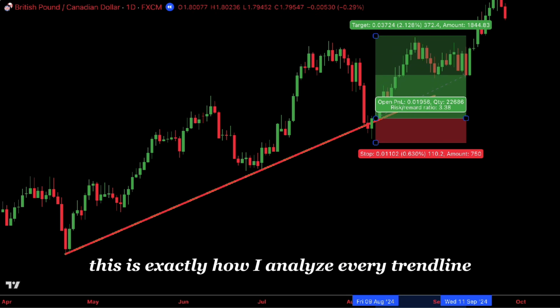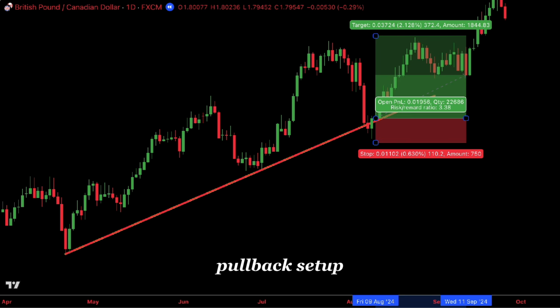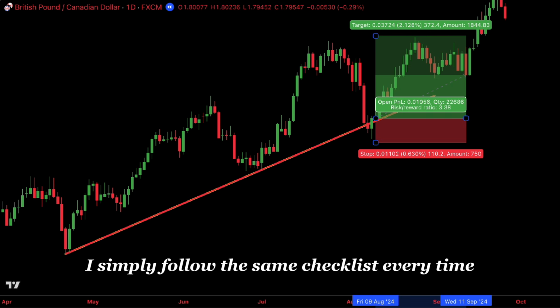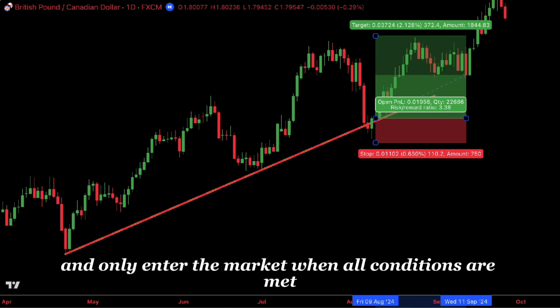This is exactly how I analyze every trendline pullback setup. I don't take trades based on emotions or guesswork. I simply follow the same checklist every time and only enter the market when all conditions are met.